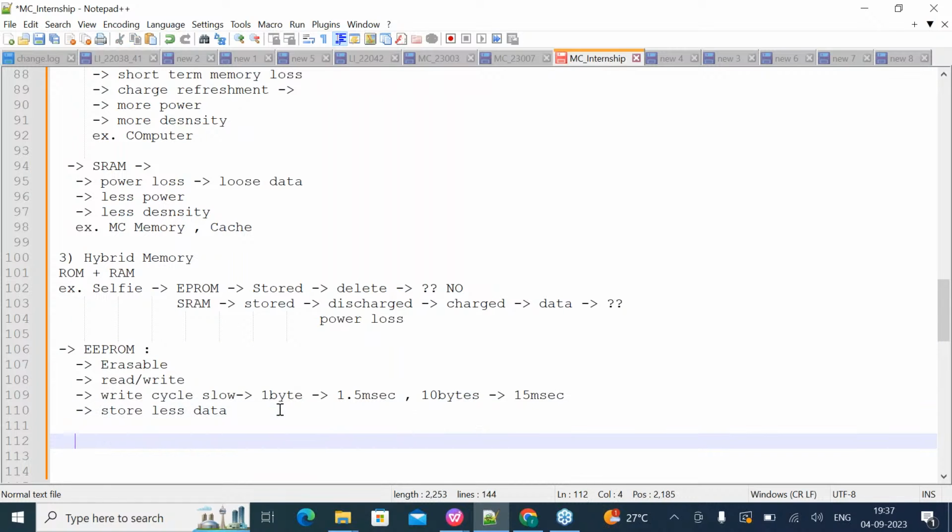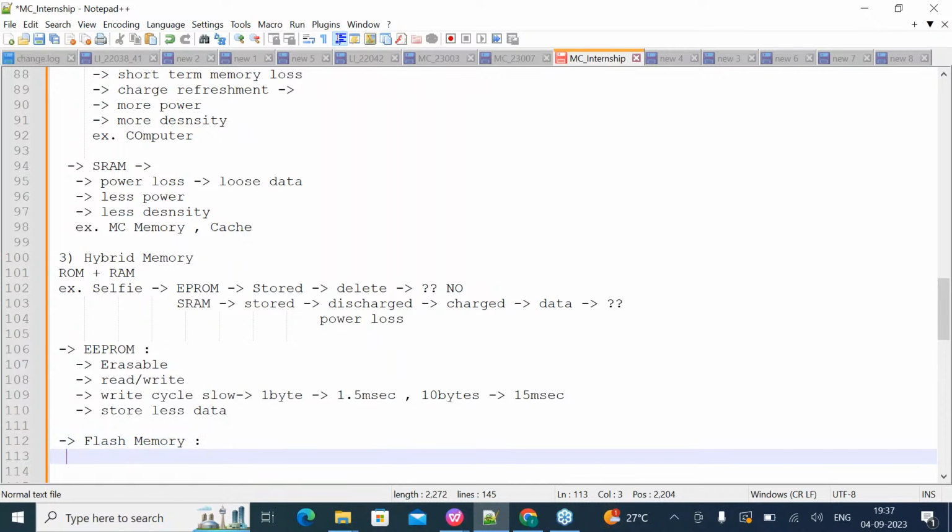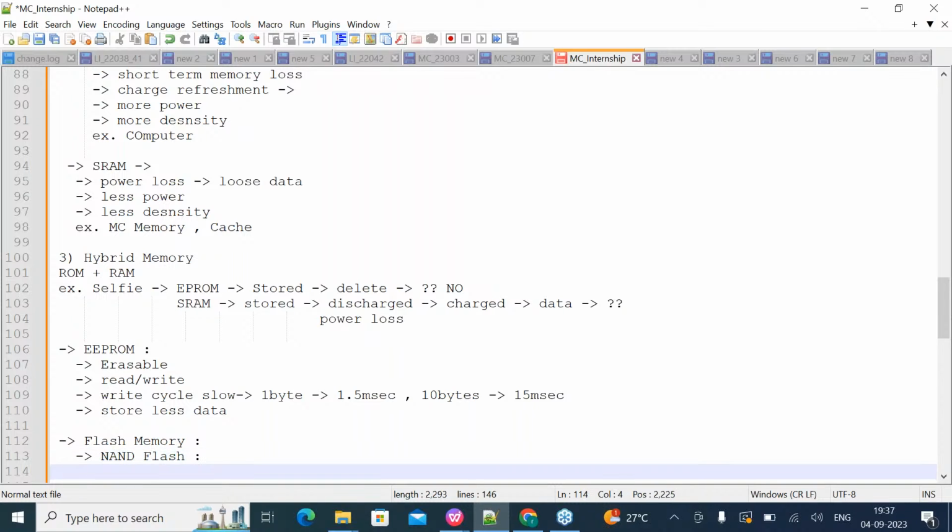Due to this disadvantage of double EEPROM, other hybrid memories are coming into the picture. What are those? Those are nothing but the flash memories. In flash memory there is NAND flash, and there is NOR flash. So there is a NAND flash memory and there is a NOR flash memory.